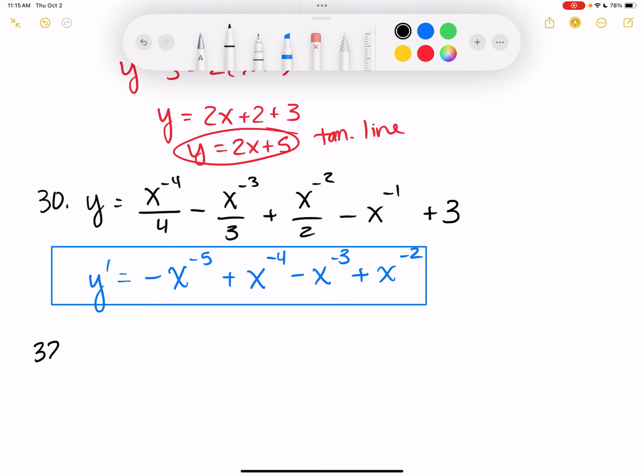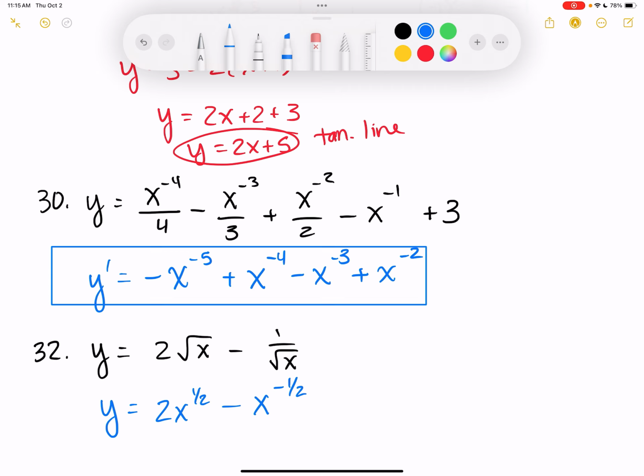32. Y equals 2 times the square root of x minus 1 over the square root of x. Pretty sure I said this the other day, but anytime you have a square root and you're taking the derivative, I would rewrite it as x to the 1/2, or on the second part over here, I would write it as x to the negative 1/2 so that I don't have any other weird things happening. And so y equals 2 times x to the 1/2 minus x to the negative 1/2. So what would the derivative of this one be?